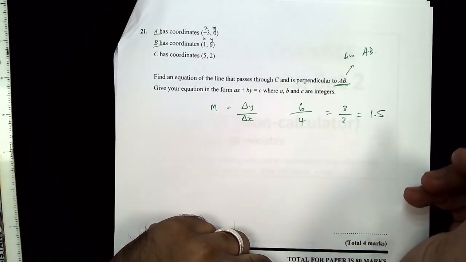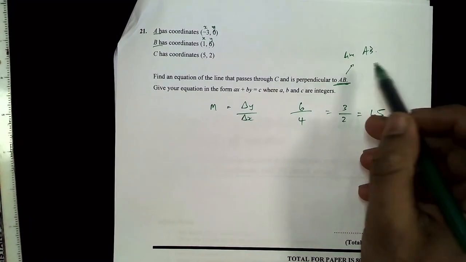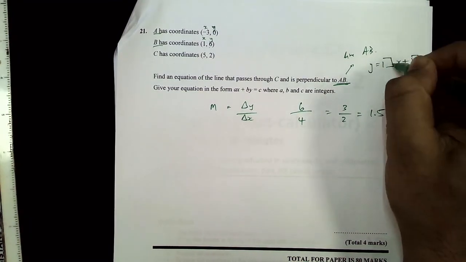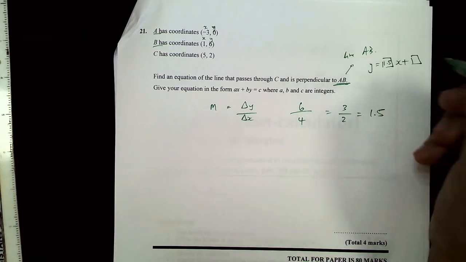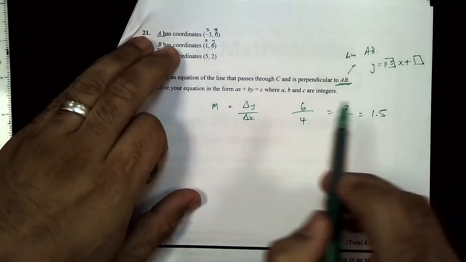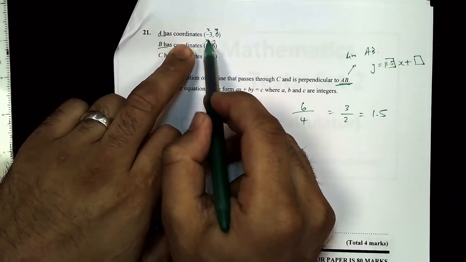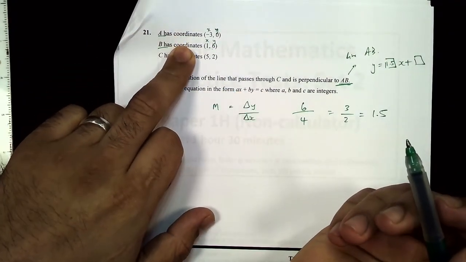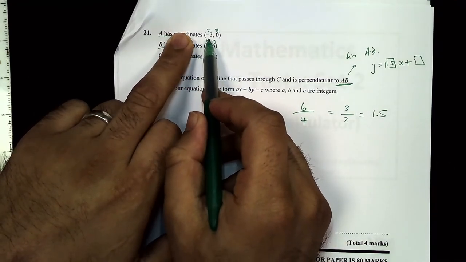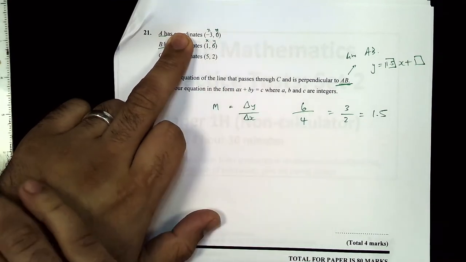So, I've just worked out the gradient of this line. It's going to be y equals something x plus something. I've just worked out the something x, 1.5x. I know the gradient's 1.5. Now, for the intercept, I am going to substitute one of the numbers in. Let's go with substituting minus 3 into there.